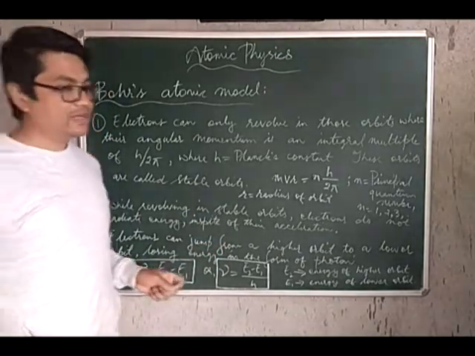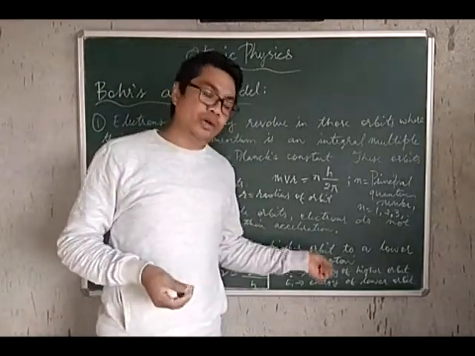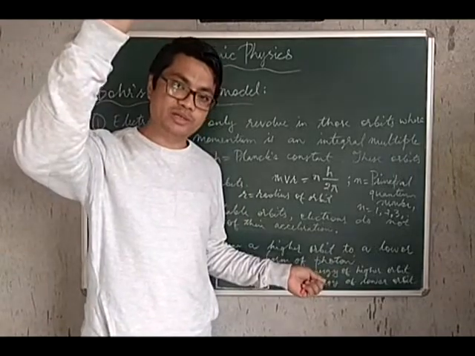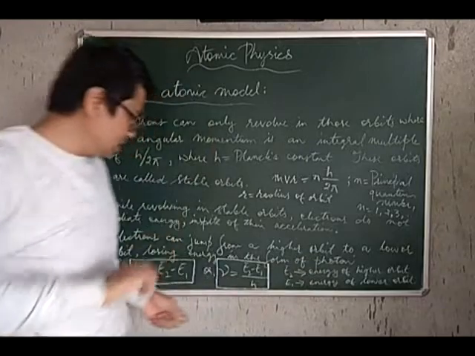And furthermore, he said that electrons can jump from one orbit to the other. Whenever an electron jumps from a higher orbit to a lower orbit, it loses energy in the form of a photon.